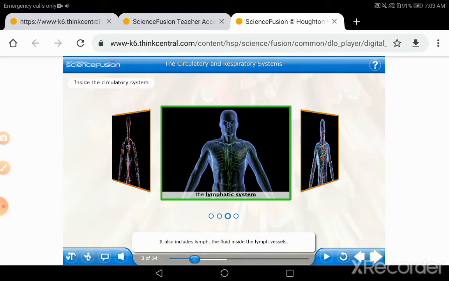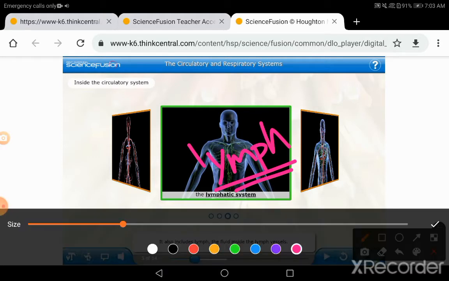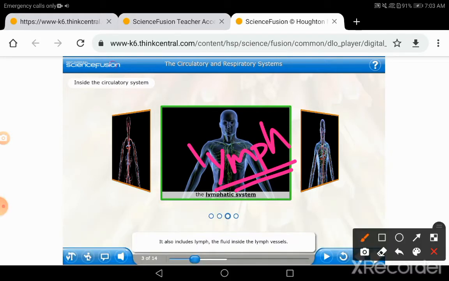It also includes the lymph. The lymph here is the liquid inside the lymphatic system, while inside the cardiovascular system, the blood is the fluid. The blood is the fluid in the cardiovascular system. The lymph is the fluid in the lymphatic system. Okay.